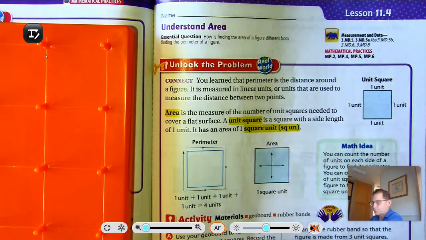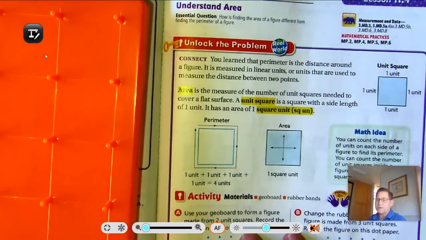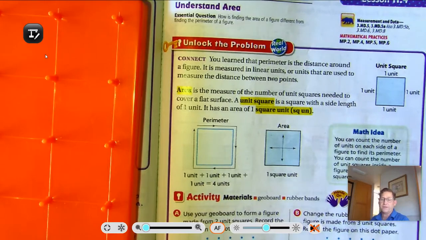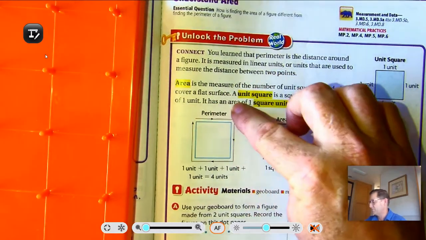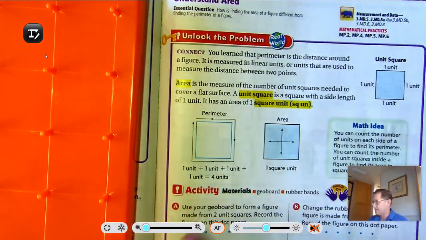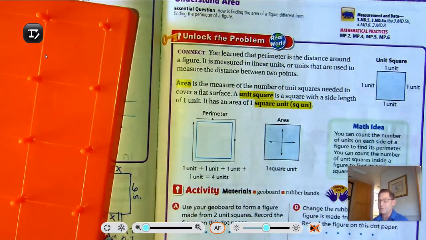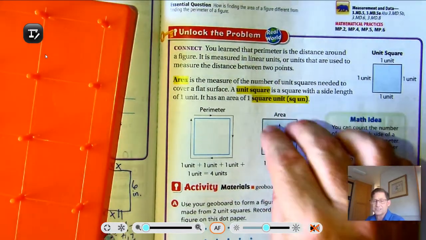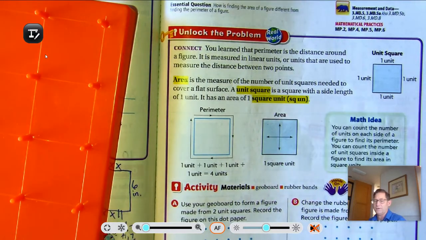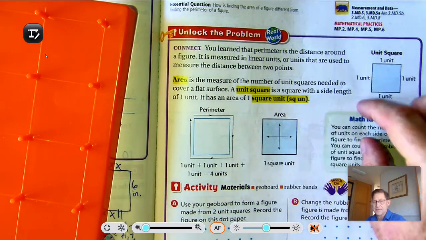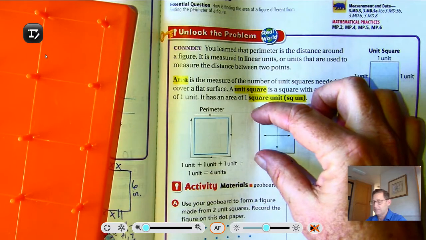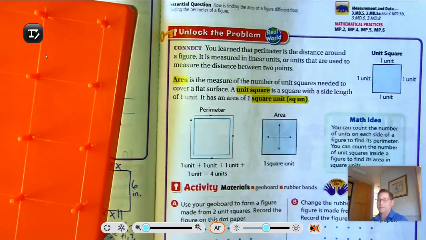So if we were trying to find the perimeter of that 1 square unit, it would be a perimeter of 4, okay, because we'd have to go 1, 2, 3, 4. We'd have to go all the way around it. But as far as the flat surface, it's just 1 square, right? I can't fit a second square inside there. It's just this 1 square.